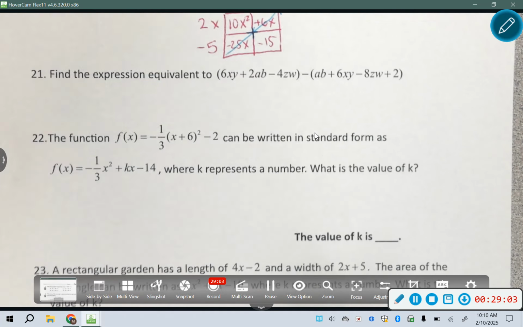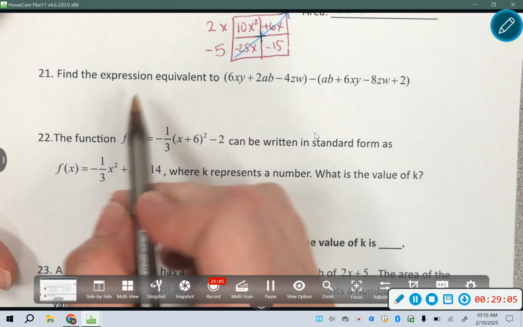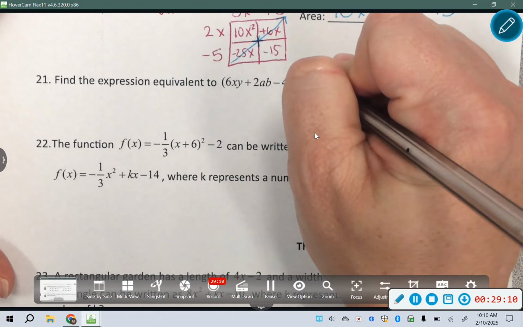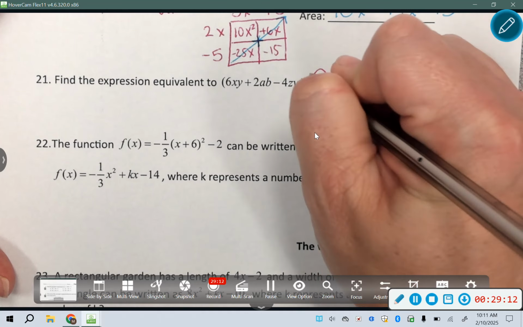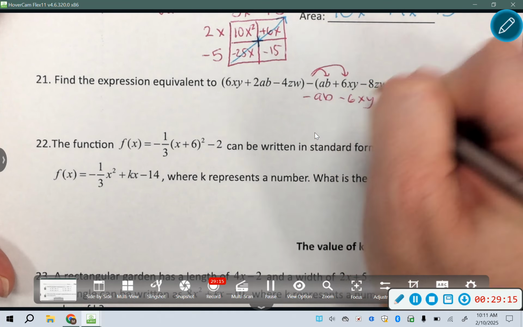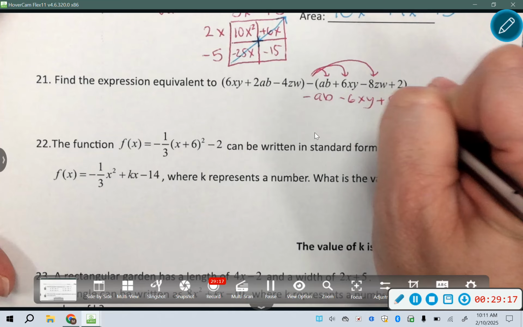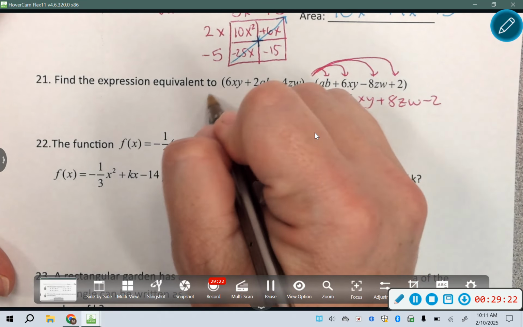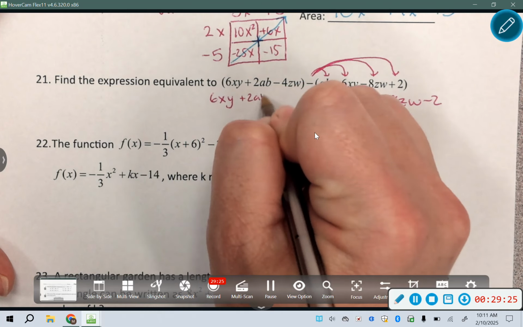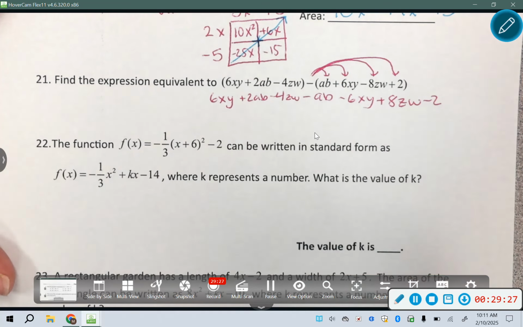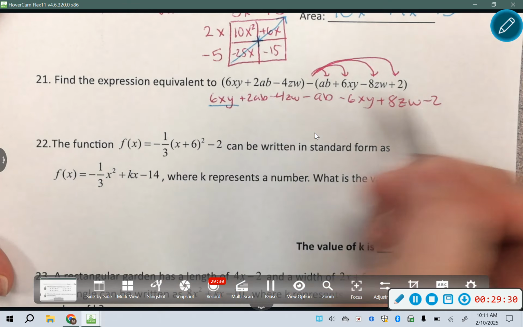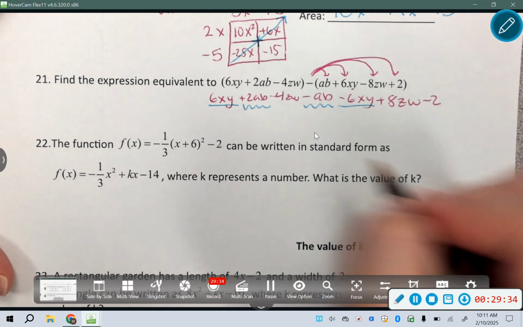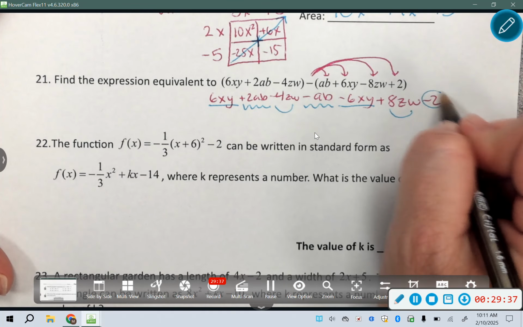Okay, number 21 says find the expressions equivalent to here. Well, again, we have subtraction, so we have to distribute our minus sign. So I have minus AB minus 6xy plus 8zw minus 2. Bring down my terms that I do know that don't change. And we have to identify our like terms. So here's a 6xy, here's an xy, AB, AB, here's ZW, ZW, and then I have a constant of minus 2.